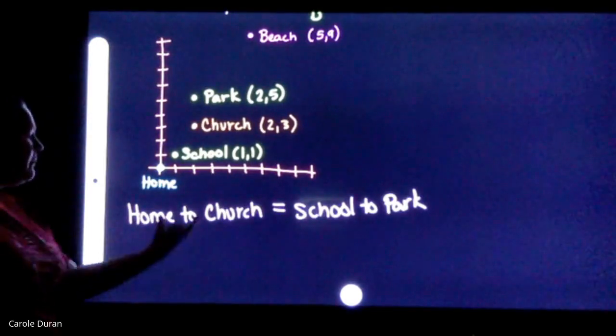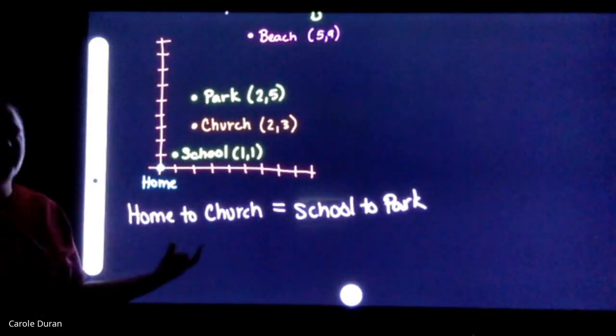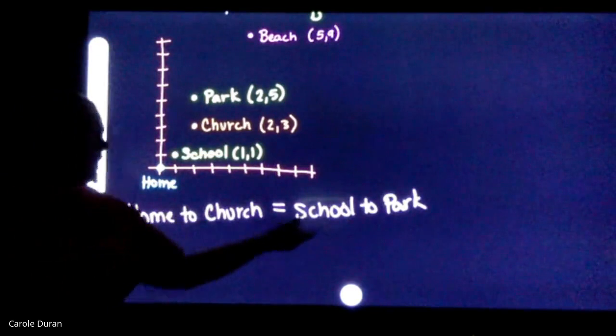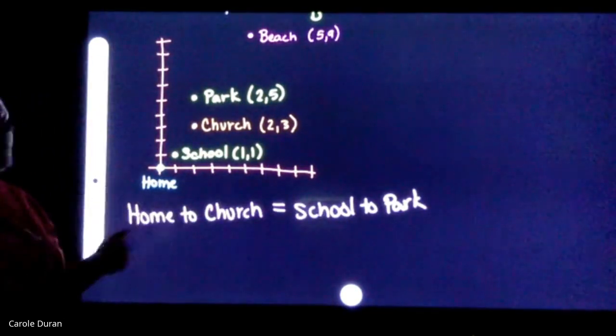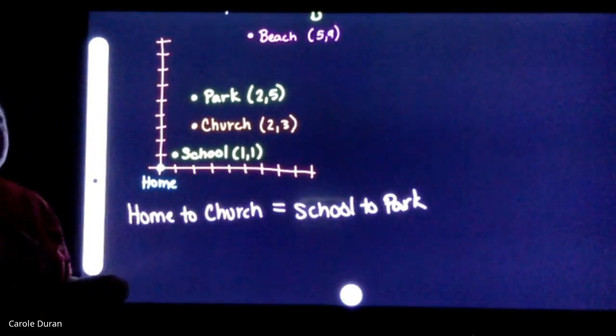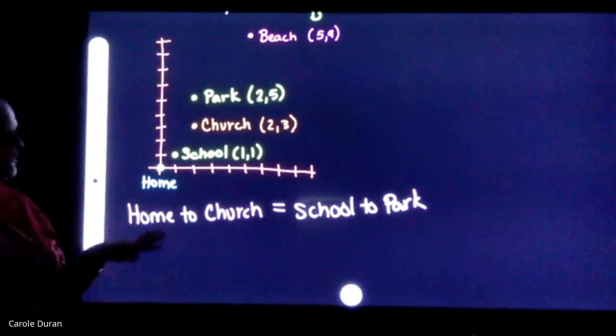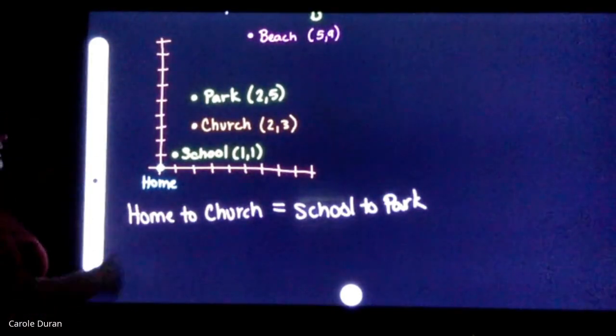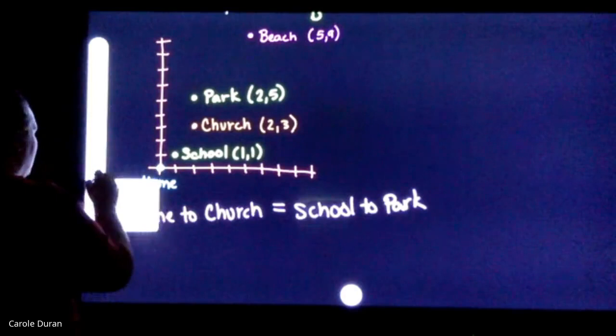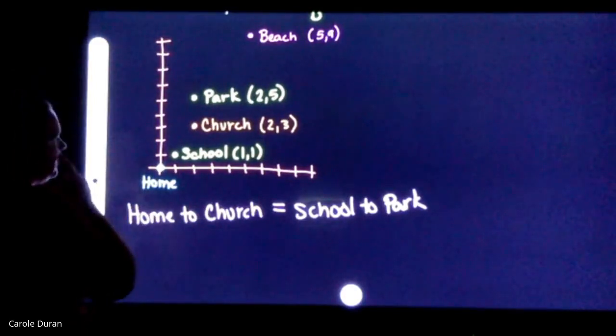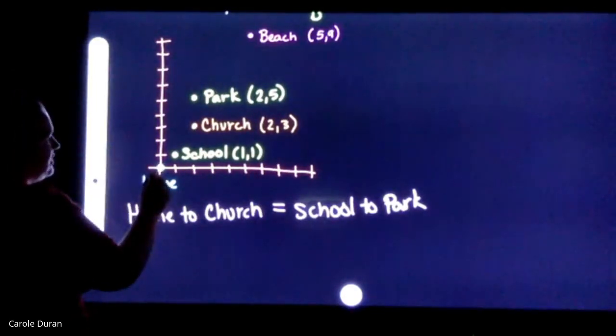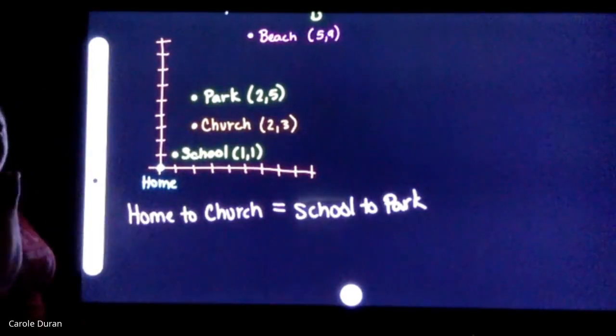In order to do that, I'm going to have to calculate that diagonal distance from her home to the church and that diagonal distance from the school to the park, and then compare the answers. Okay, so we're going to do home to church first. We'll use white to do that one. So I'm only looking at home, which is here at 0, 0, and church, which is at 2, 3.